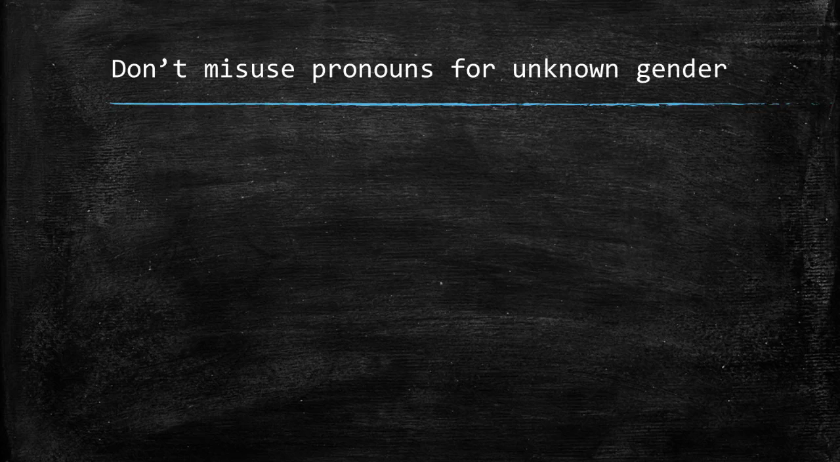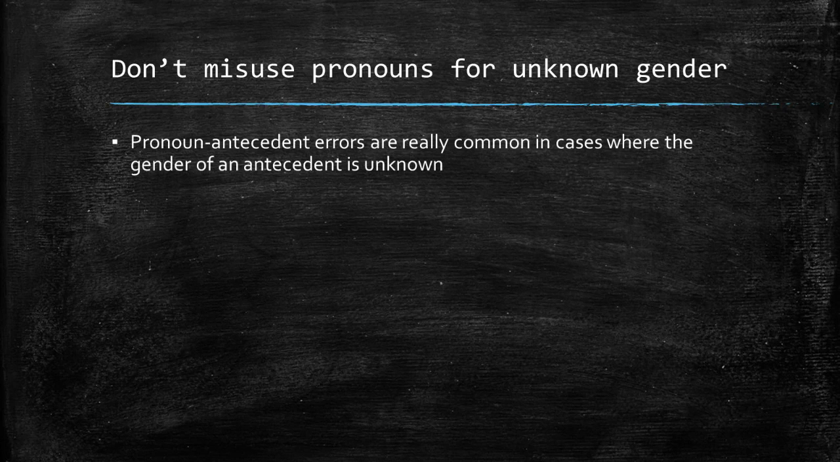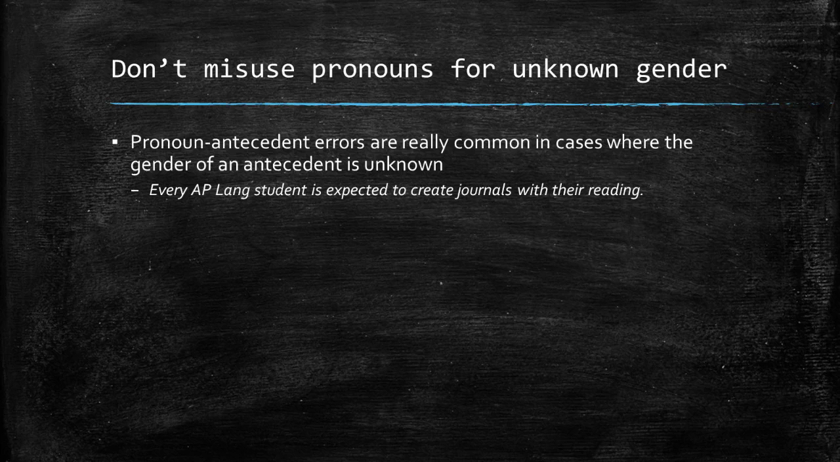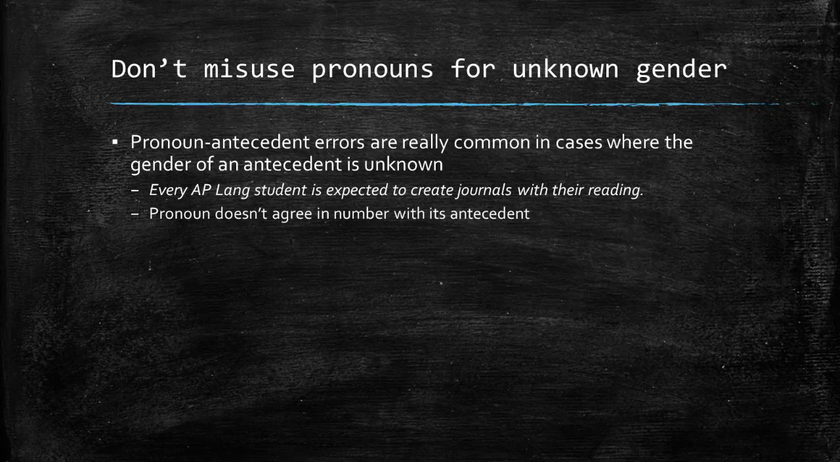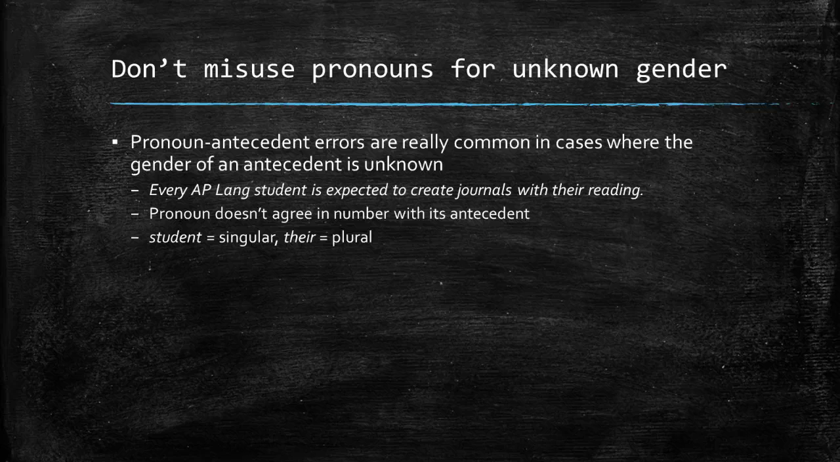Next up, don't misuse pronouns for unknown gender. This is another type of pronoun antecedent error. Pronoun antecedent errors are really, really common in cases where the gender of an antecedent is unknown to the writer, such as here. Every AP Lang student is expected to create journals with their reading. Again, sounds okay to most ears, but it's actually another pronoun antecedent error. The pronoun their does not agree in number with its antecedent, which is student. Student is singular. Their is actually plural. We need a singular pronoun.